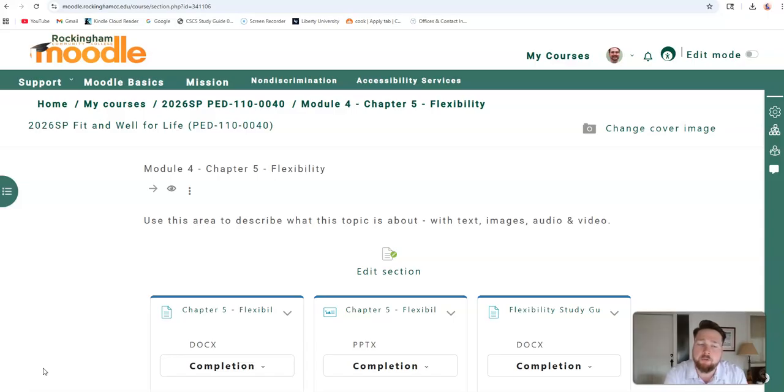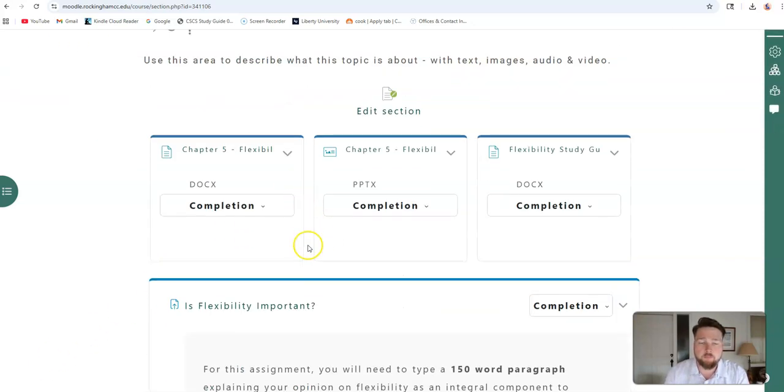So this chapter is all about flexibility, and I'm going to go over the assignments first with you all, and then we will go over the material in the PowerPoint slides. As always, we have the reading available, the PowerPoint slides, and the study guide here.